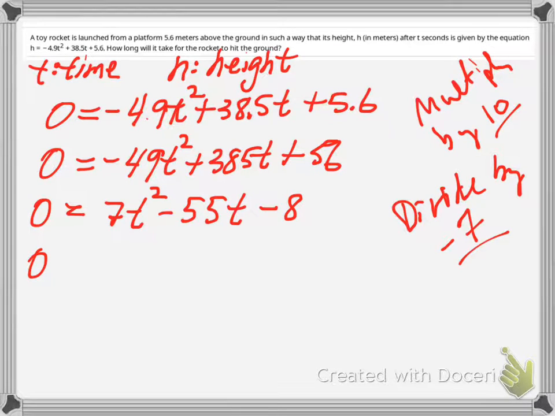So see how I was able to do that? I first got rid of my decimals. I got the numbers smaller by dividing everything by a common factor. In this case it was -7.